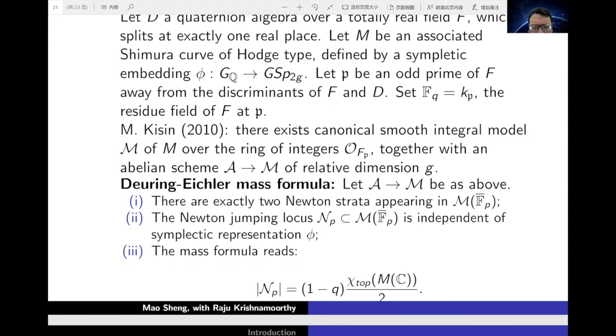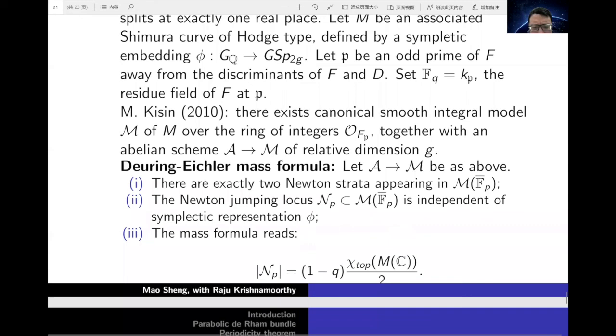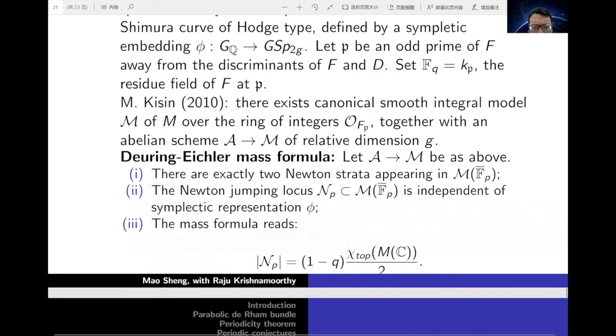And then the formula is that there are exactly two Newton strata in the locus. And the Newton jumping locus is independent of your simplex representation. And you have a clean formula of this locus. It looks like one minus the topological characteristic of this M divided by two. So this is really in very good agreement with this Deuring-Eichler mass formula. This is a kind of stacky counting. You will see this formula for the case of supersingular curves.